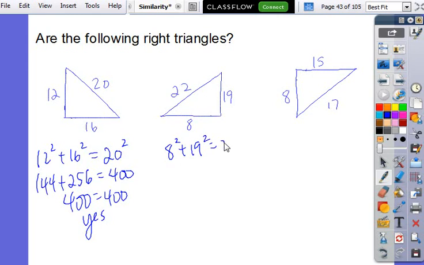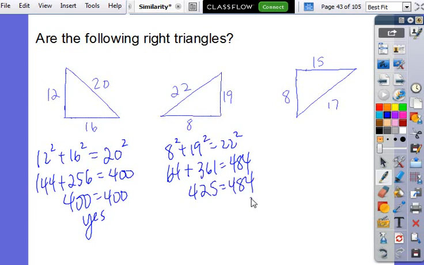If I did the second one right here, that would be 64. What is 19 squared? Is that 361, 381? Yeah, 361. And then 484? Yes. 361 and 64 is 425. Nope. 425 and 484, not the same number, so no, that one is not a right triangle.